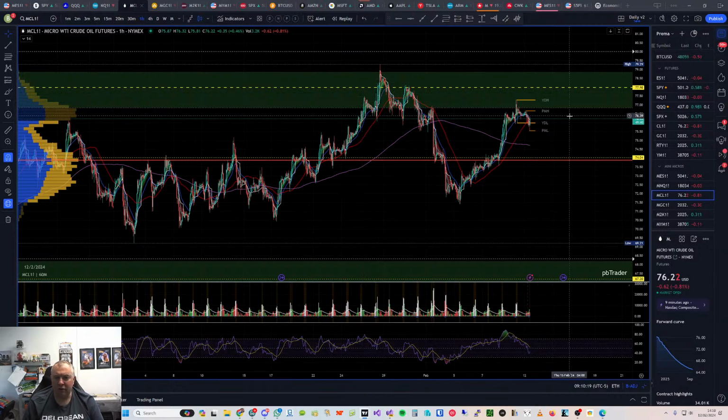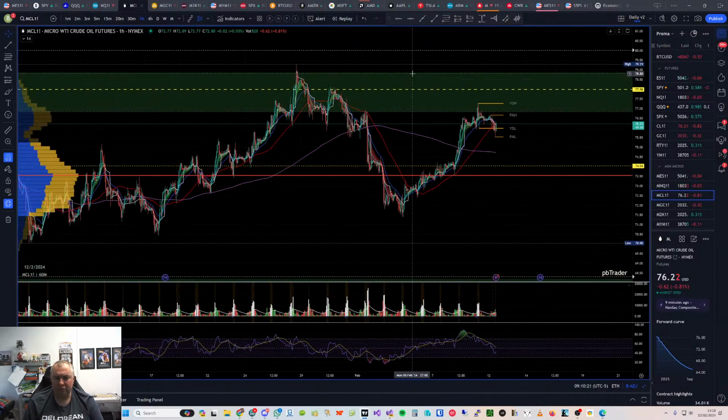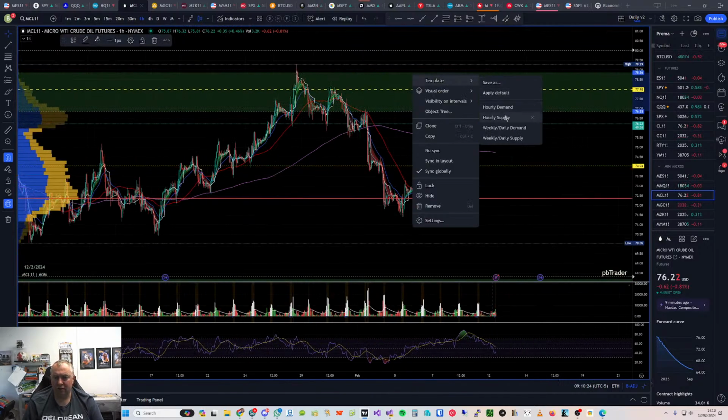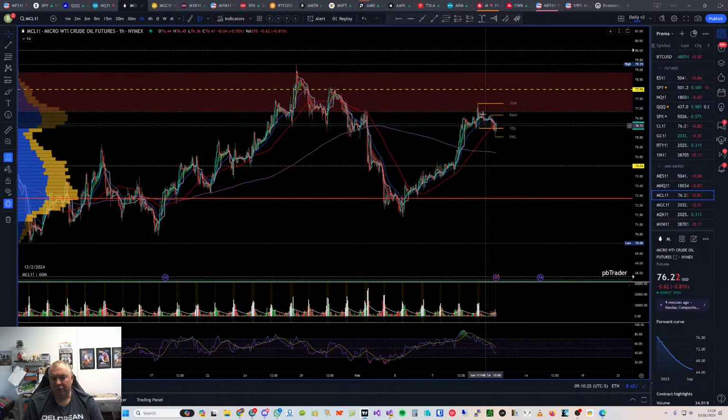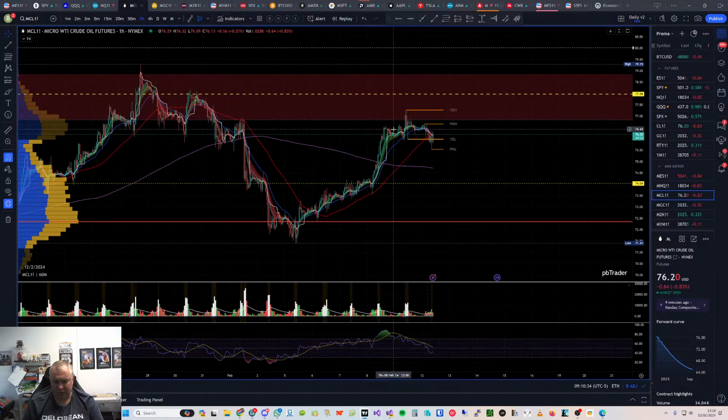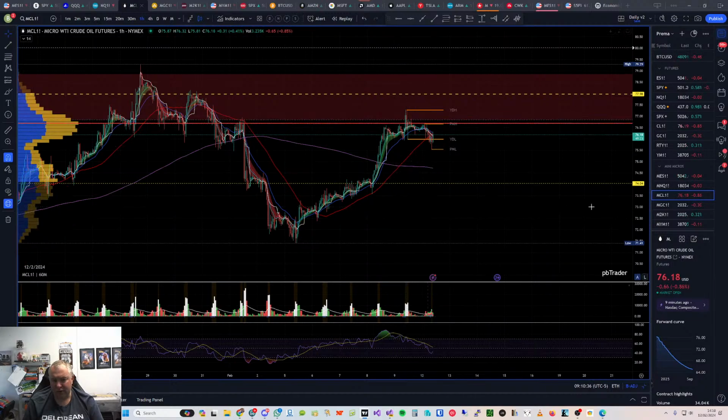Okay, so oil next. It came into our area of supply. This should be a red candle, not green. It poked through, came into that area where the right shoulder of this head and shoulders pattern is, retested it, and rejected. That was on Thursday, and then Friday didn't do a great deal, it dropped a little bit.